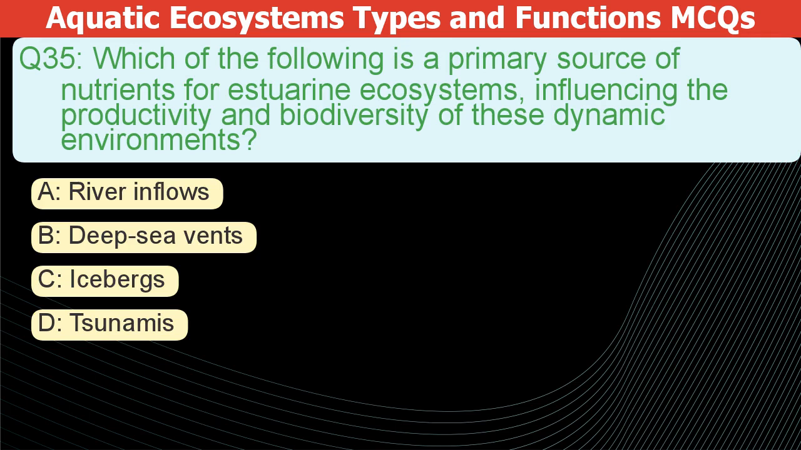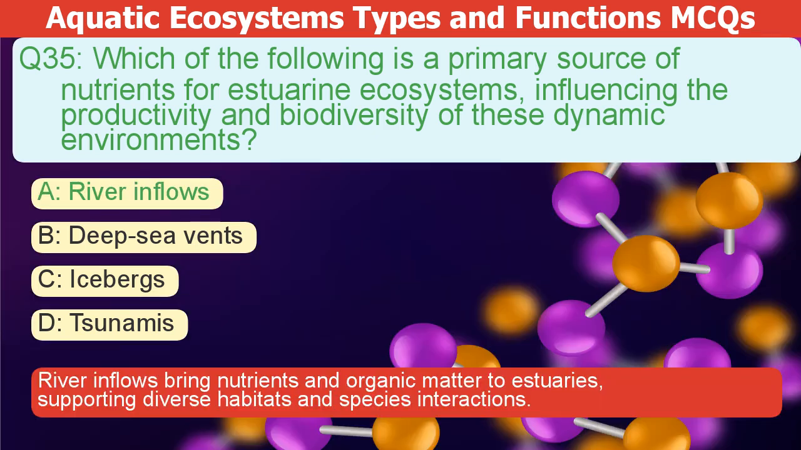Which of the following is a primary source of nutrients for estuarine ecosystems, influencing their productivity and biodiversity? A. River inflows. B. Deep sea vents. C. Icebergs. D. Tsunamis. The correct answer is A. River inflows bring nutrients and organic matter to estuaries, supporting diverse habitats and species interactions.